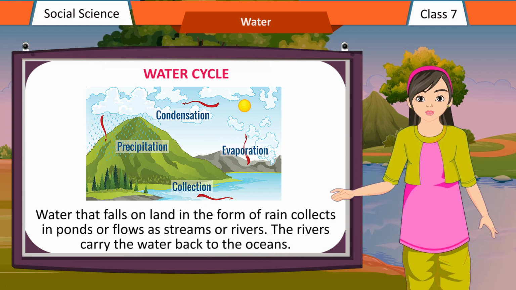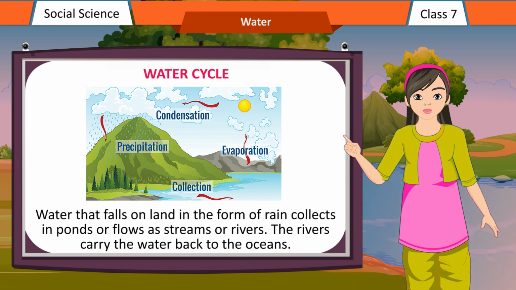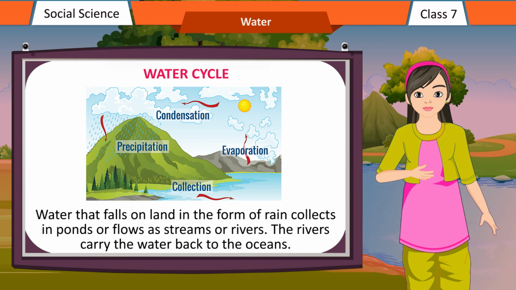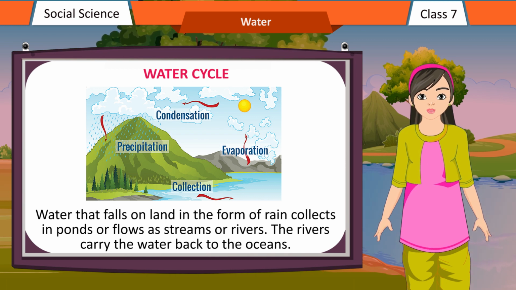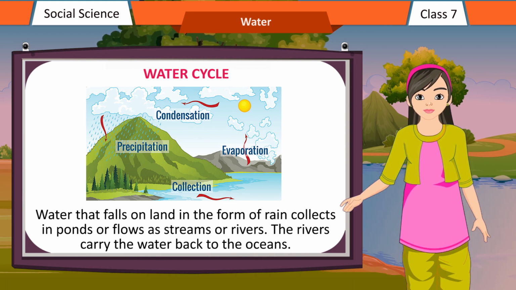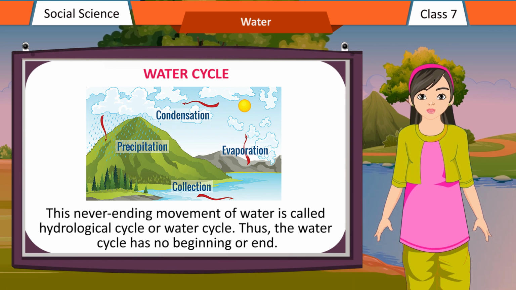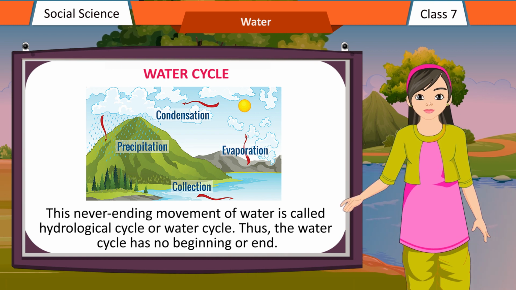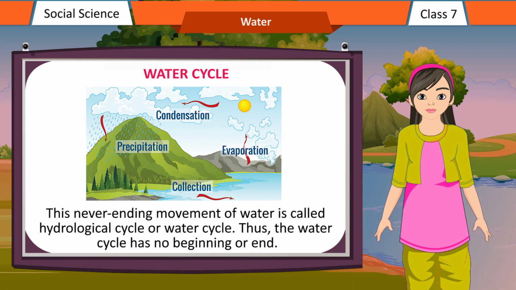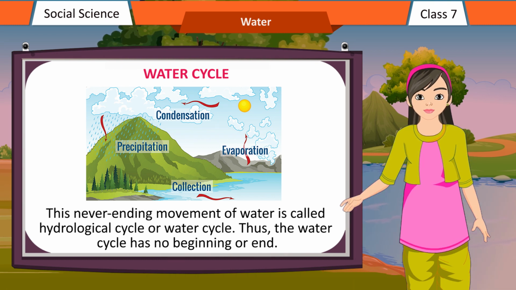Water that falls on land in the form of rain collects in ponds or flows as streams or rivers. The rivers carry the water back to the oceans. This never-ending movement of water is called hydrological cycle or water cycle. Thus, the water cycle has no beginning or end.